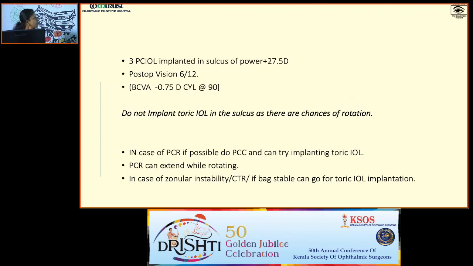So we implanted a monofocal in the sulcus. Why? Because we are not supposed to implant a toric IOL in the sulcus, as it has a chance of rotation. Not only that, I don't think 3-piece toric IOLs are available also. Never implant a single piece in the sulcus.